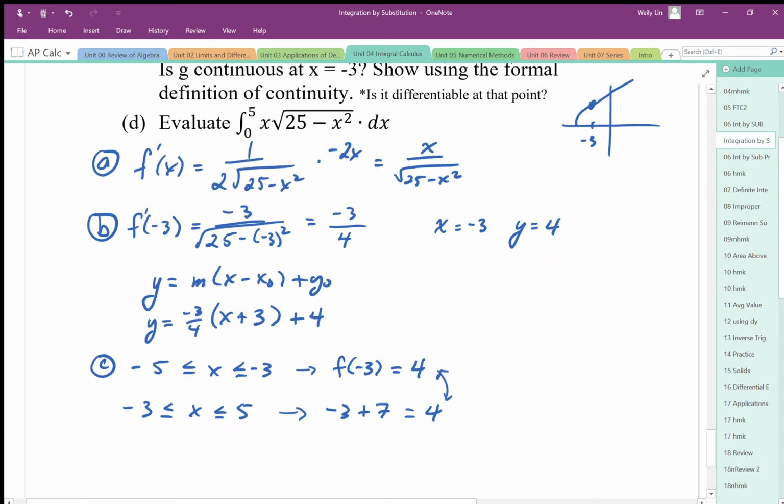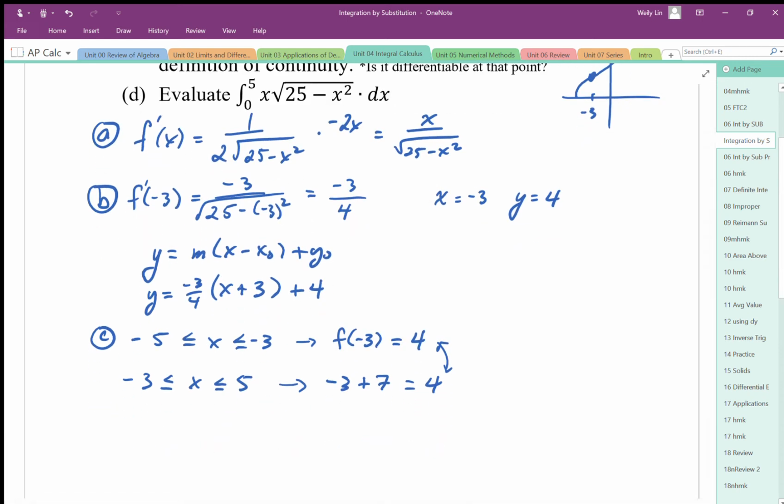We will write that down more formally. We know that the limit as x goes to negative 3 from the negative side of g of x is equal to the limit as x goes to negative 3 from the positive side. Therefore, it is continuous.